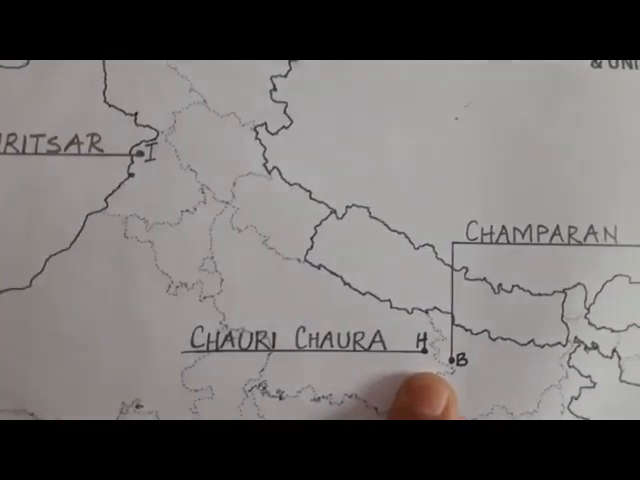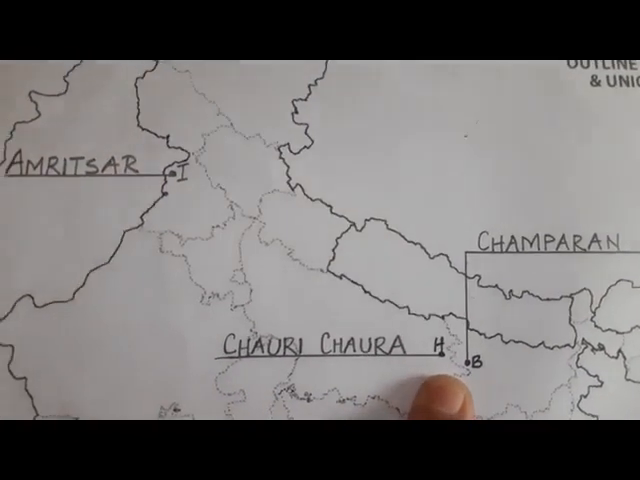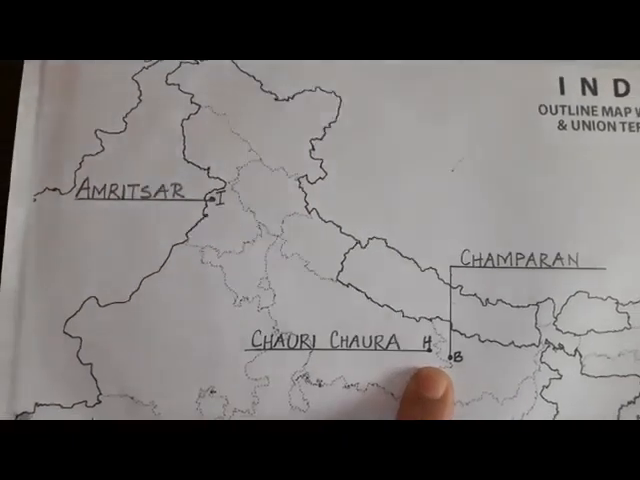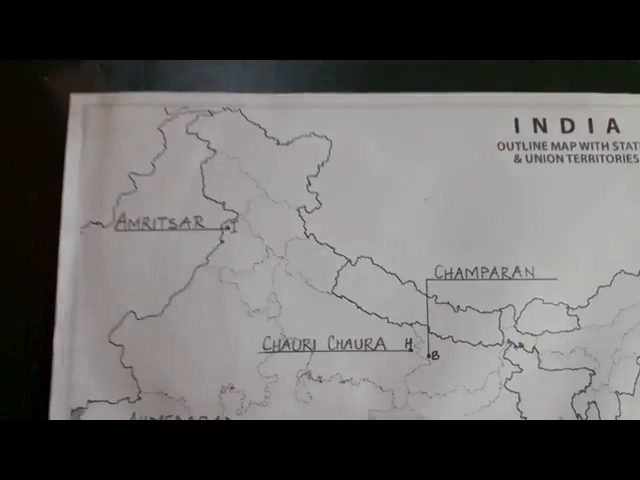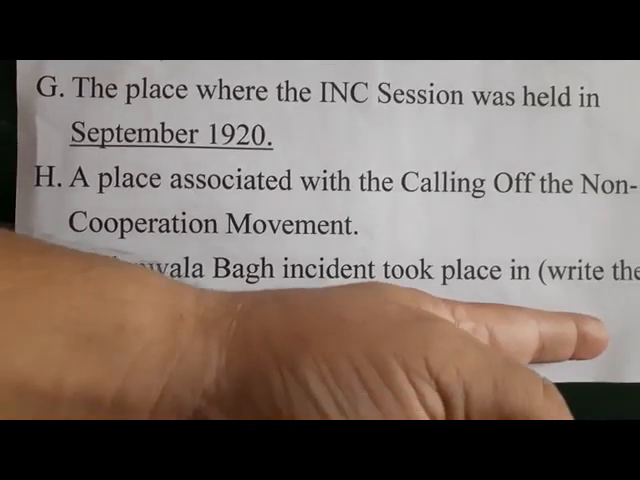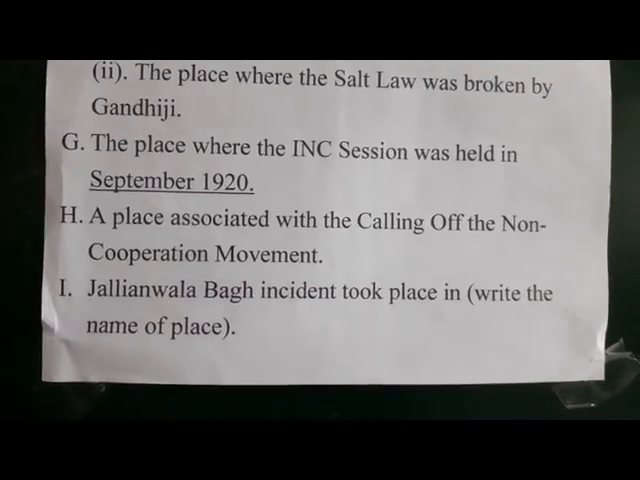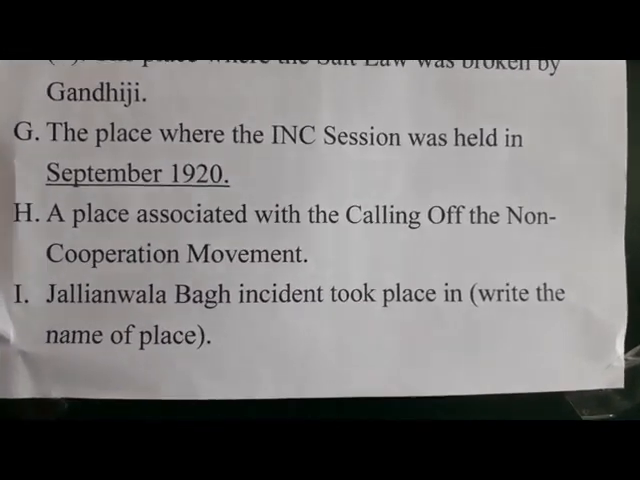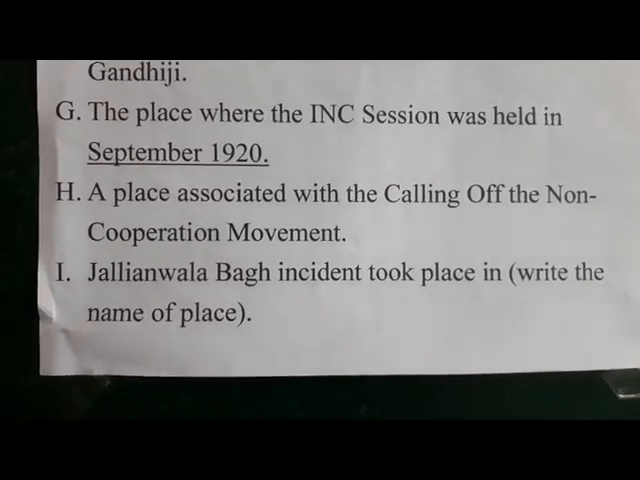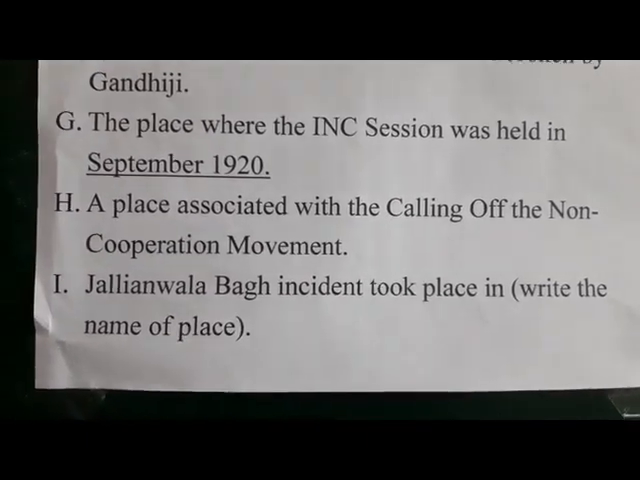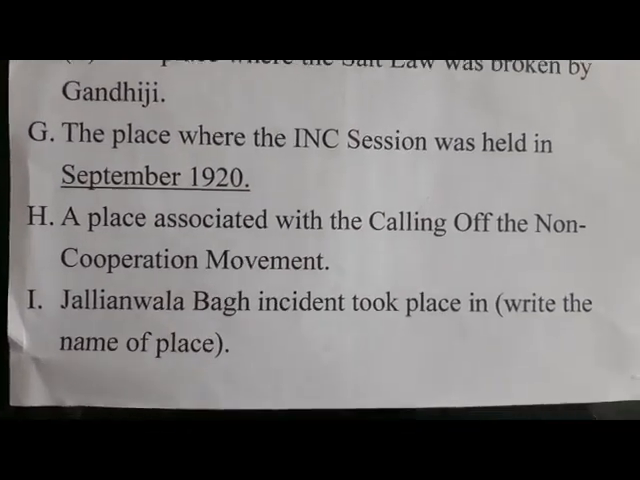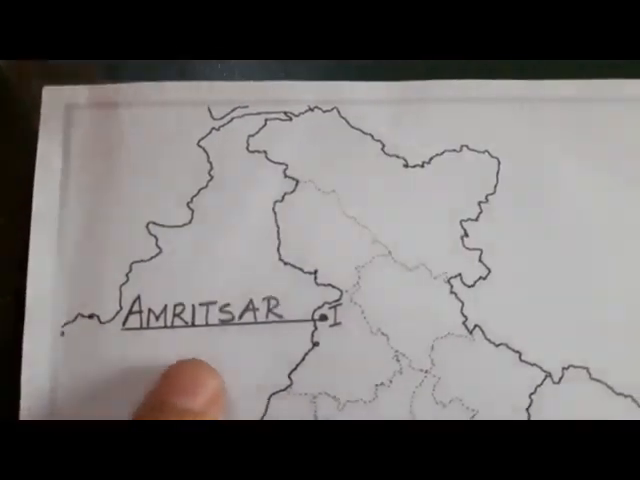Now where is Chauri Chaura? It is just near the border of Bihar and UP. So Chauri Chaura. And the last one, it says Jallianwala Bagh incident took place in. You have to write the name of the place. It is marked. Look for I. When you say Jallianwala Bagh, it is associated with that massacre that had taken place, where hundreds of people were killed under General Dyer. And it says I. It is Amritsar.